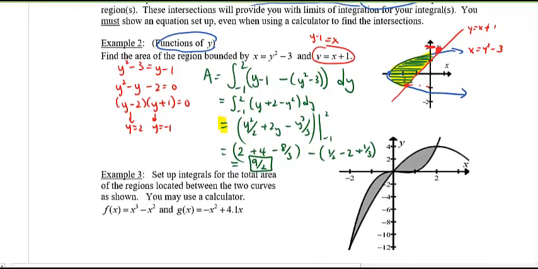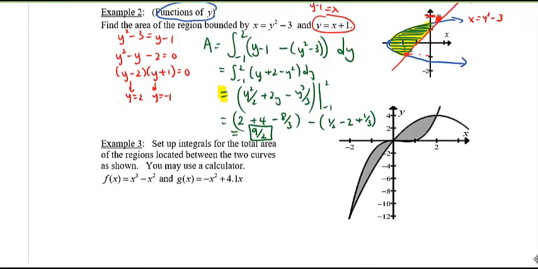Okay, the last one. Set up the integral. I don't want to actually calculate this time, just set it up. So set up the integral for the total area of the regions, and you may use a calculator. Hint, you'll probably need a calculator to do it. Okay, what's interesting about this lovely graph, or picture? Okay, 2 regions, yes, 2 different regions. So what else?